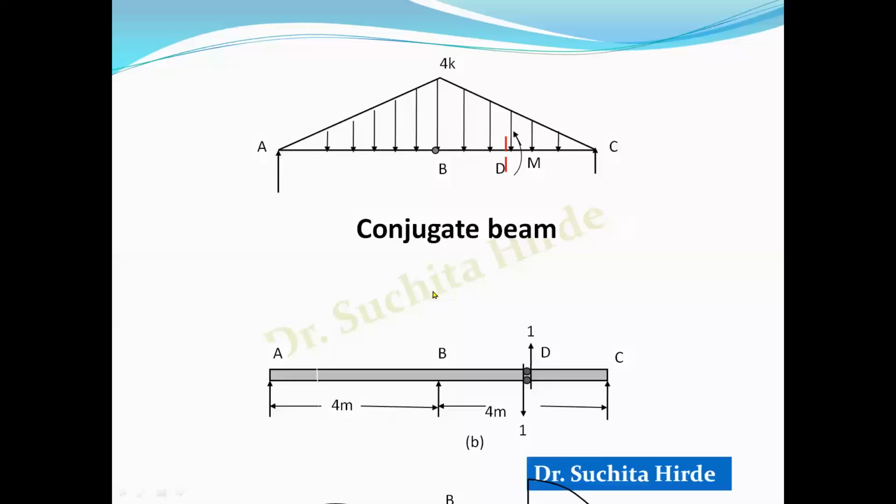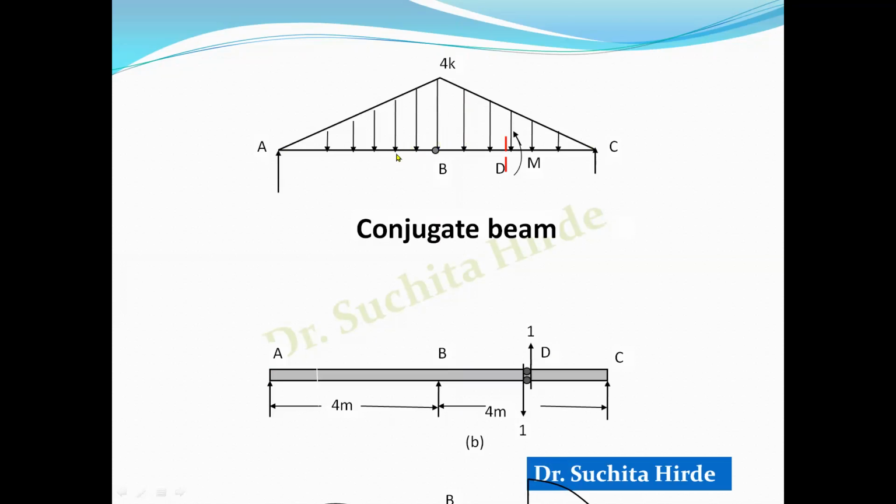So we are drawing the conjugate beam for this beam. We know that bending moment at A is equal to 0, which is shown here. Bending moment at C is equal to 0, and bending moment at B is equal to 4K, which is hogging bending moment. You know that load on the conjugate beam is equal to the M by EI diagram. So this ordinate is 4K, and since the bending moment is hogging, the load on the conjugate beam is downward.